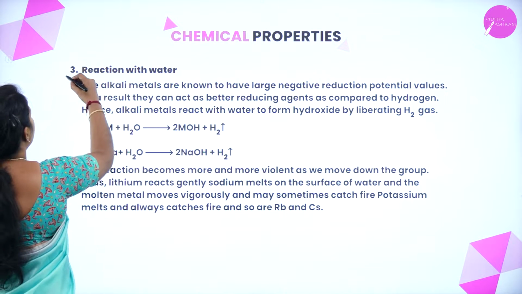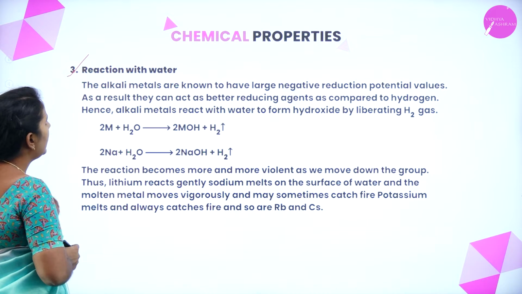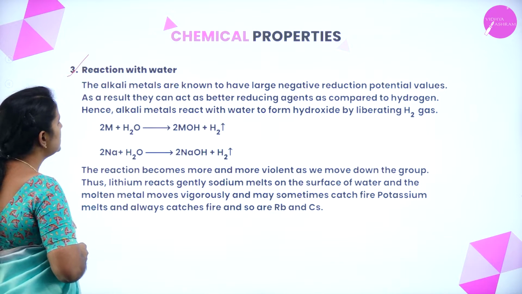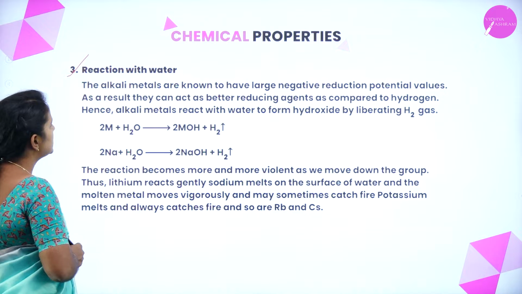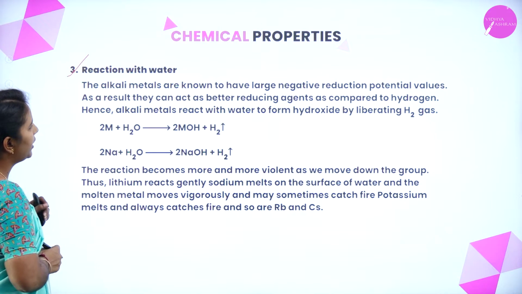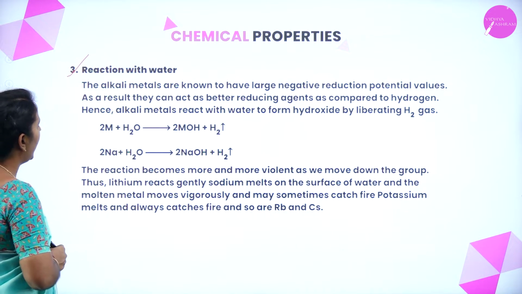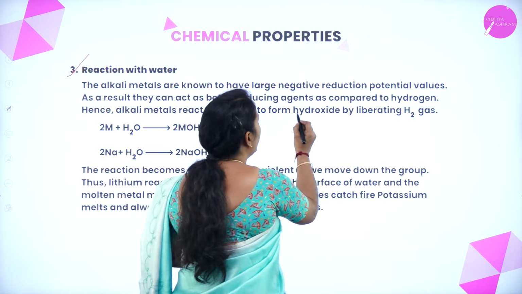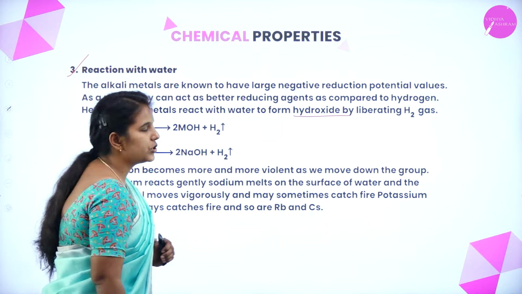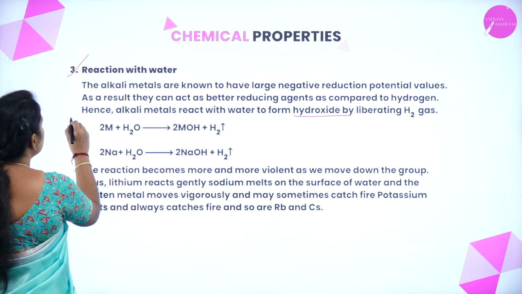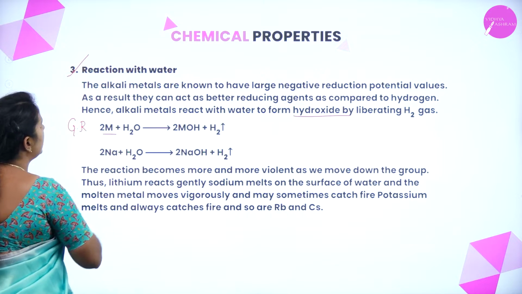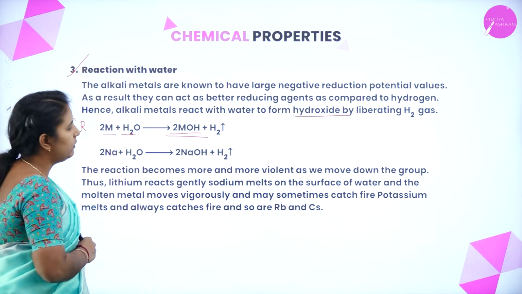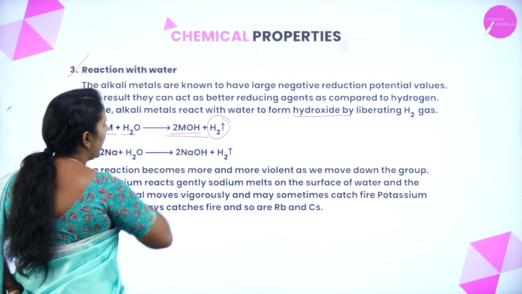Next is reaction with water. Alkali metals are known to have a large reduction potential value. As a result, they can act as a better reducing agent as compared with hydrogen. Hence, the alkali metal reacts with water and forms what? Hydroxide with the liberation of hydrogen gas. So this is my general reaction: the metal reacts with water, it forms what? Metal hydroxide will be formed with the liberation of hydrogen gas.